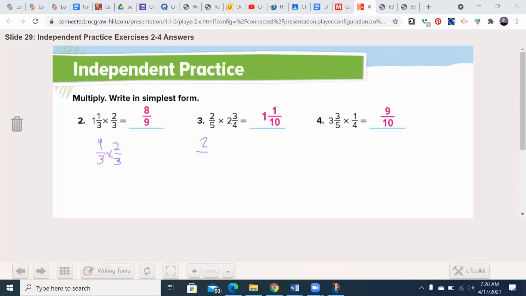Here we keep our 2/5. 4 times 2 is 8, plus 3 is 11. We keep our 4. So we end up with 22/20ths. 20 goes into 22 once, and there's a remainder of 2. And so 1 and 2/20 becomes 1 and 1/10. So I'll write that there for you. Let's see it.